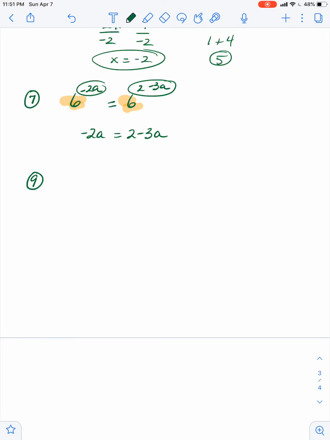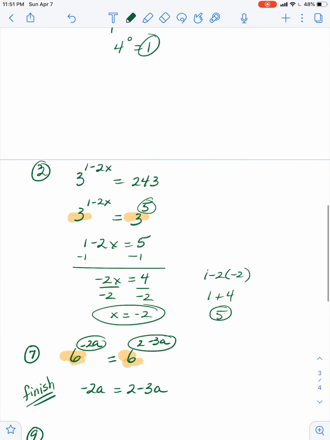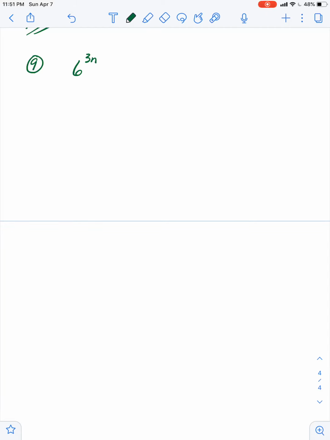Okay, number 9. You might put a note out to the side, leave yourself room, and finish. And you also need to skip back and do number 5. Now, number 9 is going to take a little bit of work. Not much, but it does definitely take an extra step.